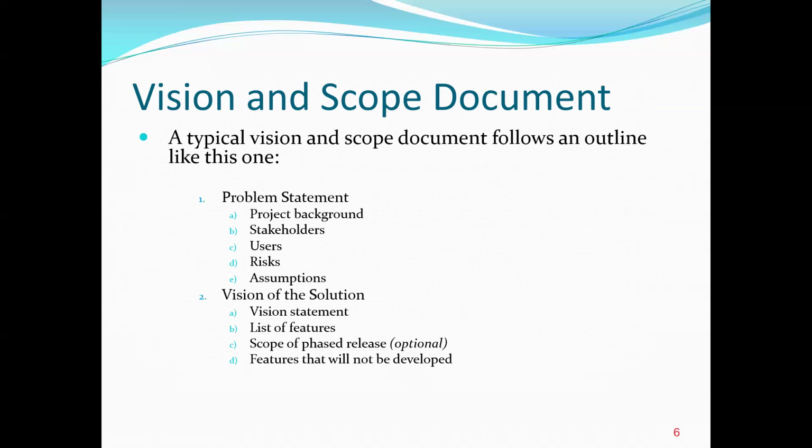This is a typical document that follows this outline. First, we have a problem statement. In the problem statement section, we are going to have the project background, possible names of the stakeholders, the users, risks that are involved in the project, and also any assumptions we have. Normally, we have three types of risk. It can be a technical risk. Also, feasibility risk is very important. And also we may have organizational or cultural risk, etc.